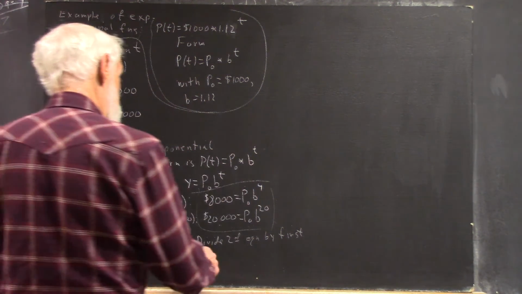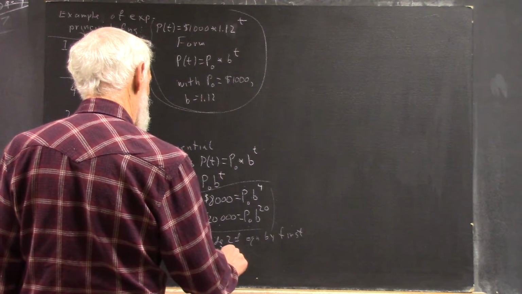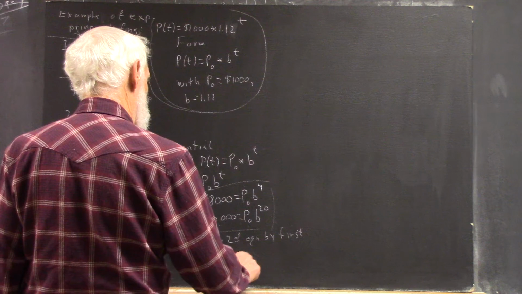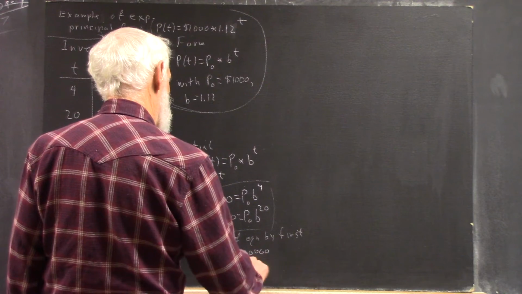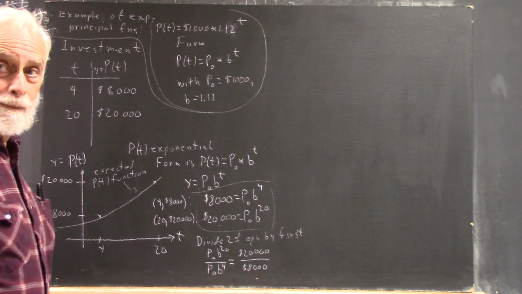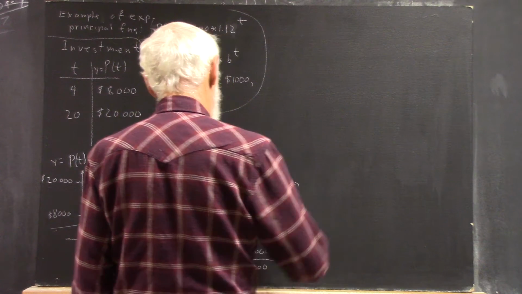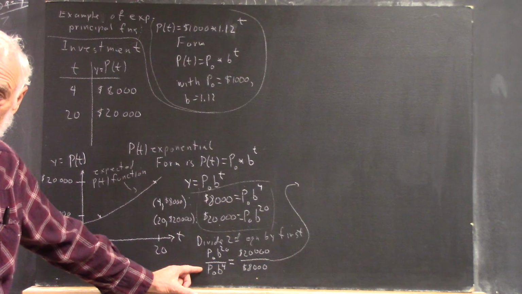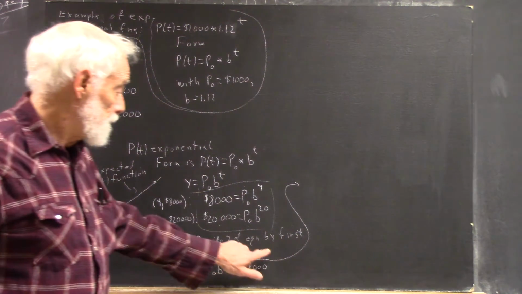Okay? You get, switching the sides, P naught b to the 20th divided by P naught b to the 4th equals $20,000 divided by $8,000. Okay? Well, write that down and simplify it for me. Simplify both sides.